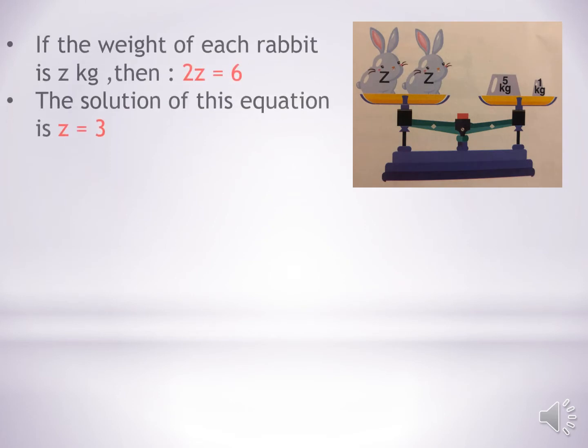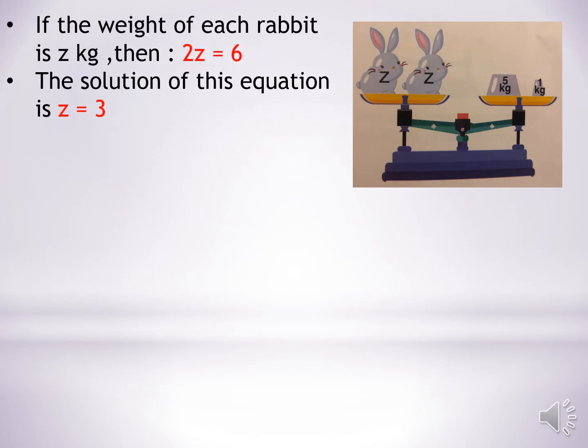Here in this figure, if the weight of each rabbit is z kilograms, then I have here 2 times z or 2z, and I have in the right pan 5 kilograms and 1 kilogram, so they are equal to 6. The solution of this equation is that z equals 3, as 2 times 3 equals 6.